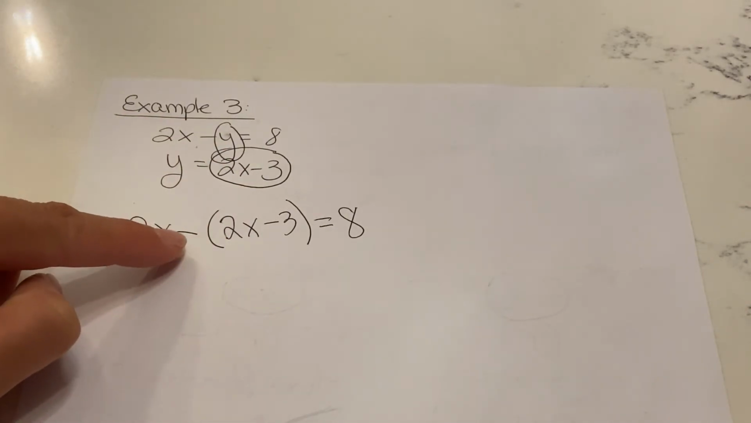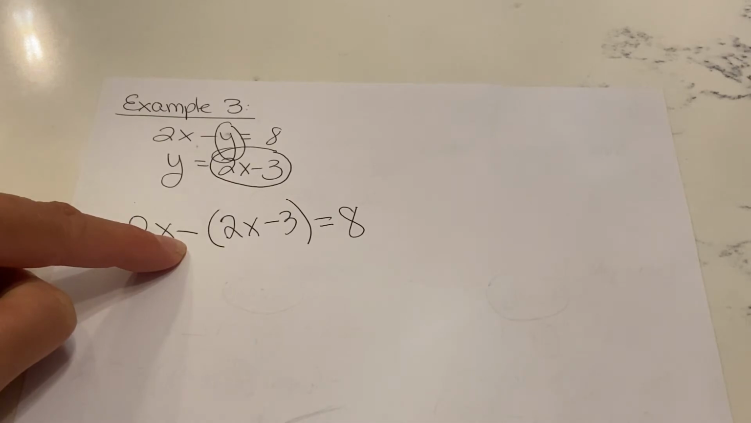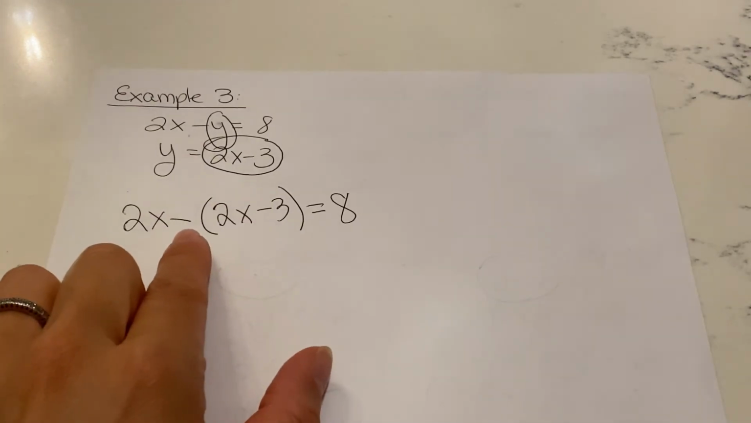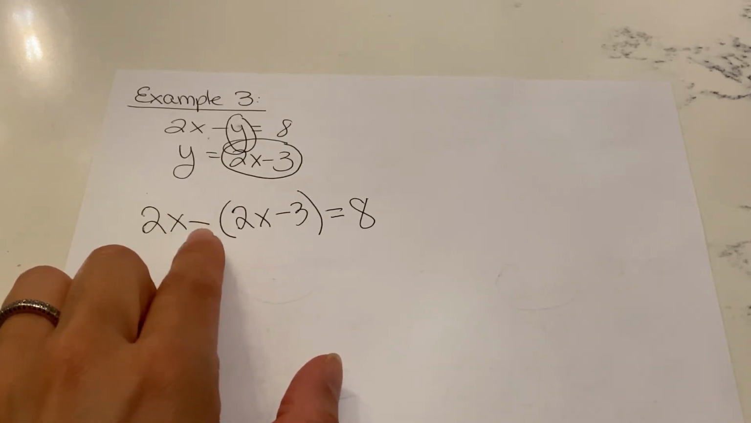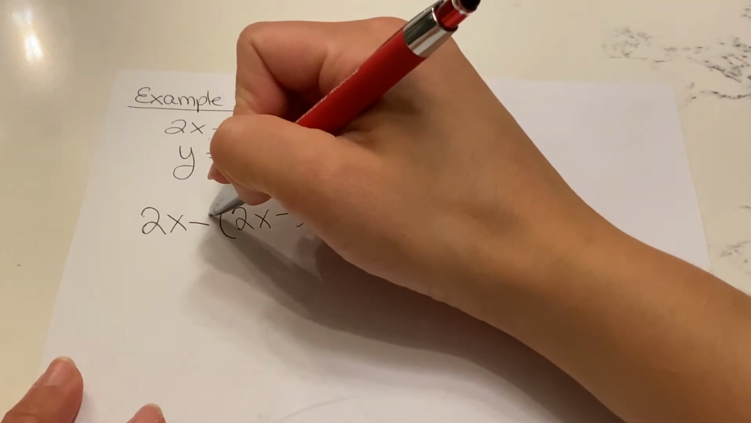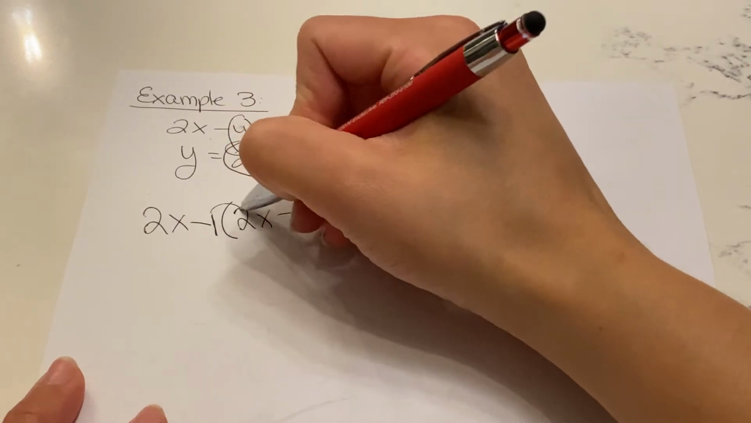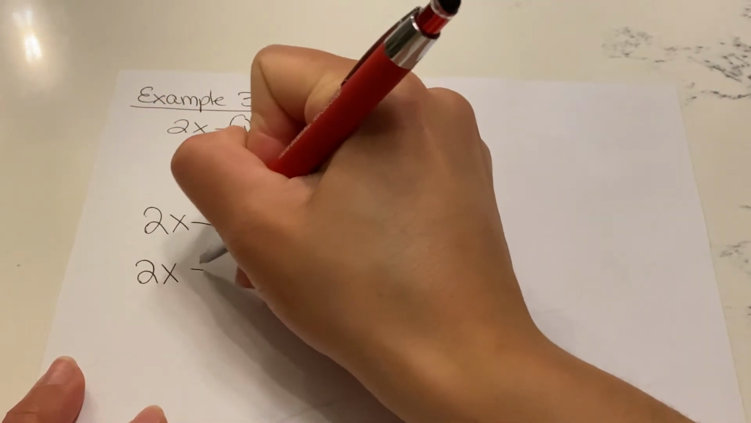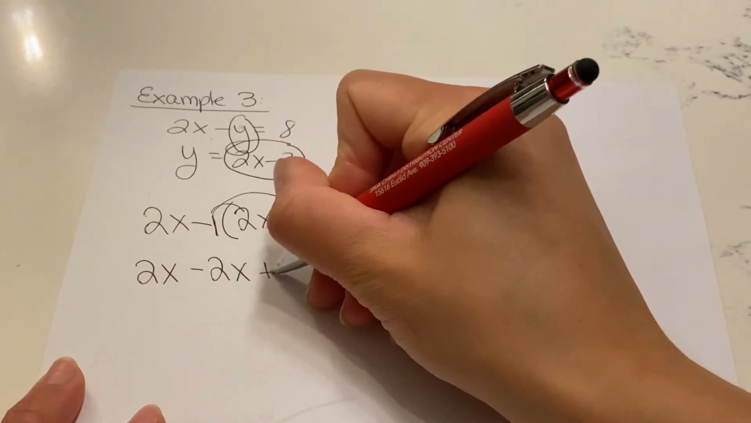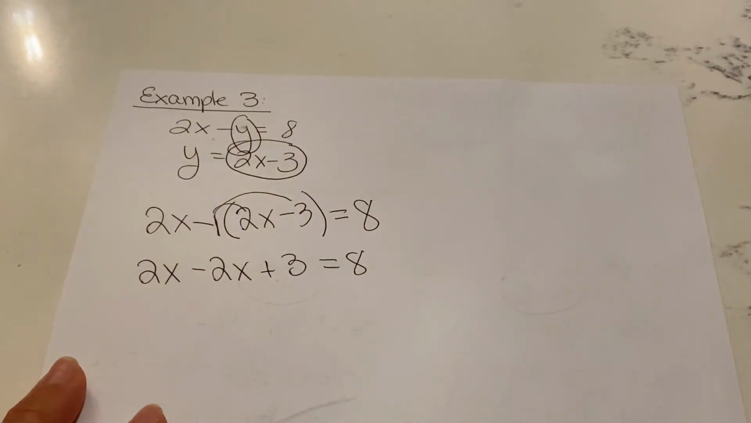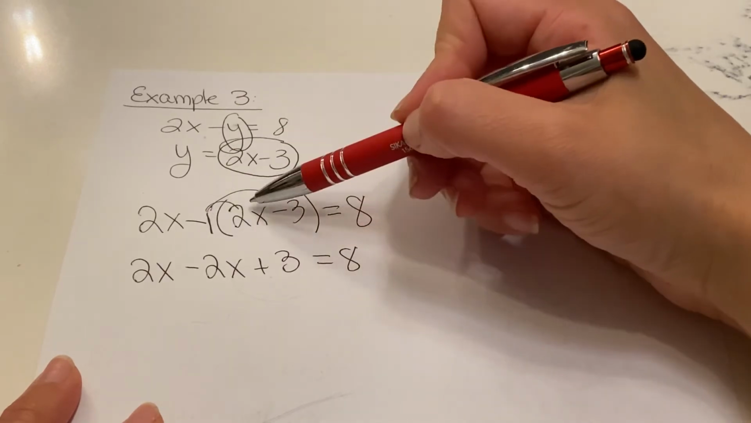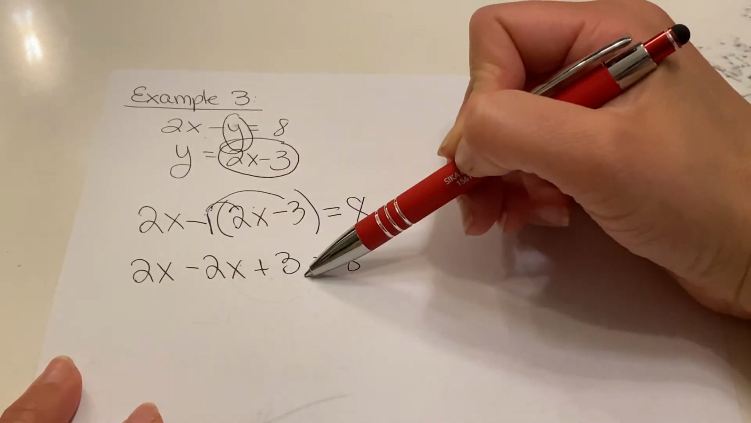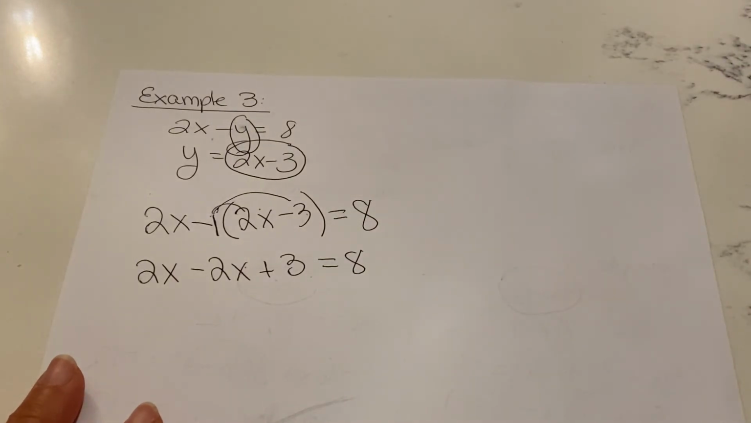And now I have a minus in front of the parentheses. So when I have a minus in front of a parentheses, this basically means you're going to distribute by negative 1. So basically there's a negative 1 here, so I've got to distribute it, okay? So I get 2x minus 2x plus 3, okay? Because negative 1 times 2x is negative 2x. Negative 1 times negative 3 gives you a positive 3, all right?